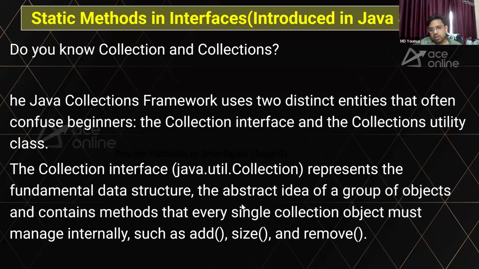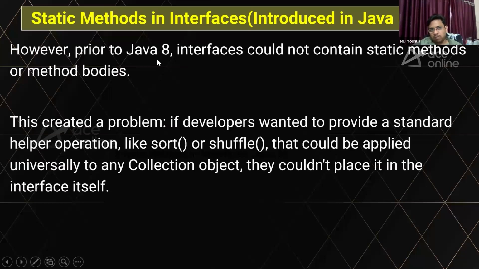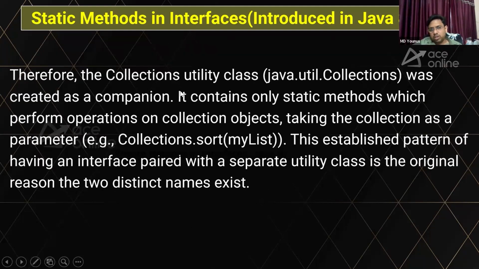It's a collection of data structures, an interface. Whereas, prior to Java 8, an interface could not contain static methods. So that's why, if developers wanted to provide standard operations like sort and shuffle that could be applied universally to all collection objects, they could not place them in the interface itself before Java 8. So that's why the Collections utility class got created.